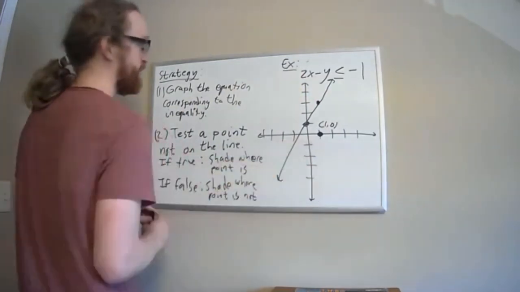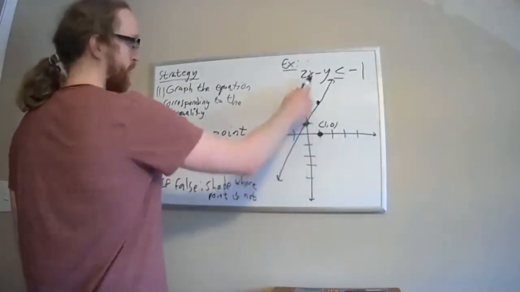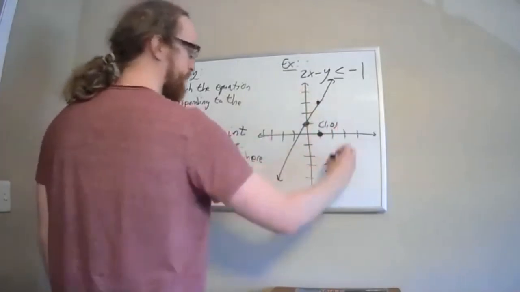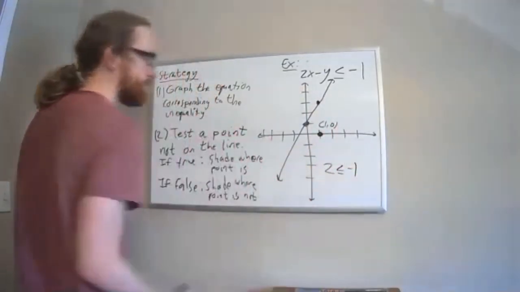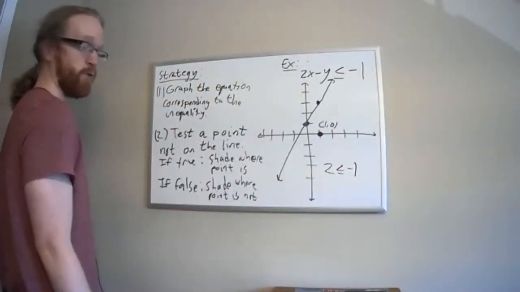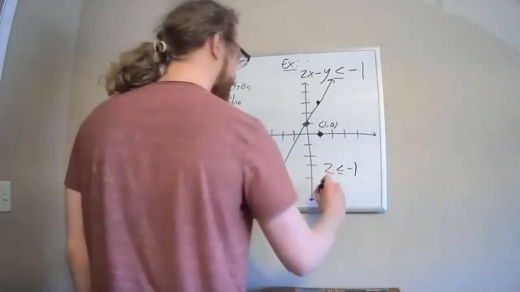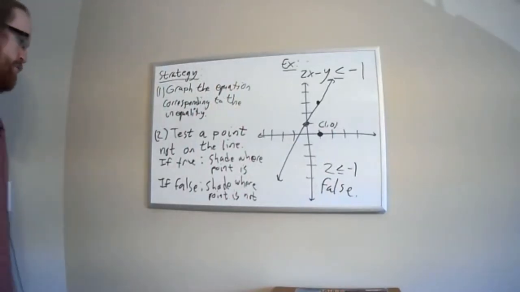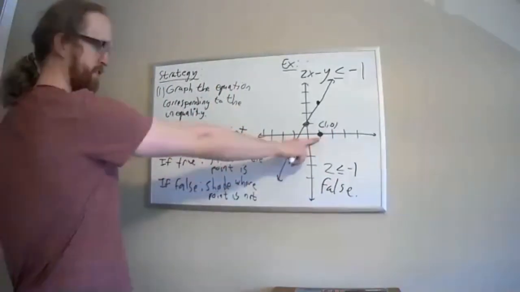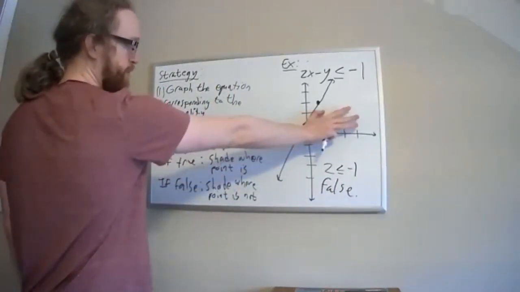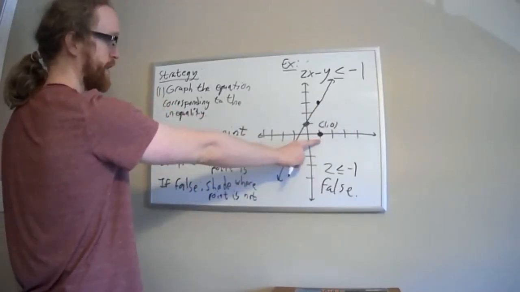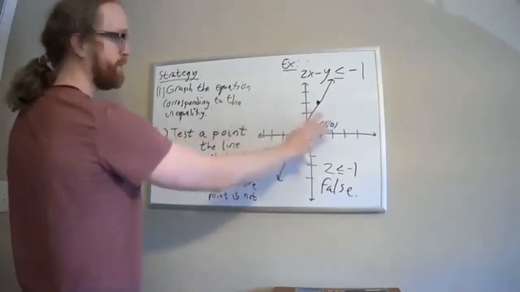Let's test our point. Let's plug in 1, 0. So I plug in 1 for x, I get 2. I plug in 0 for y, that's just 0. And so I have 2 less than or equal to -1. And that, of course, is false. 2 is not less than or equal to -1. 2 is greater than -1. So that's false. Since our point was on this half of the plane, and I got a false statement, I should instead shade the other side, because this is the wrong side.